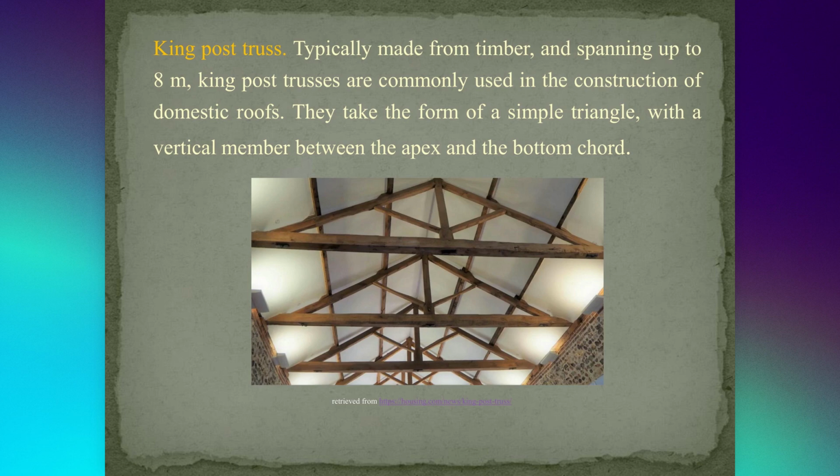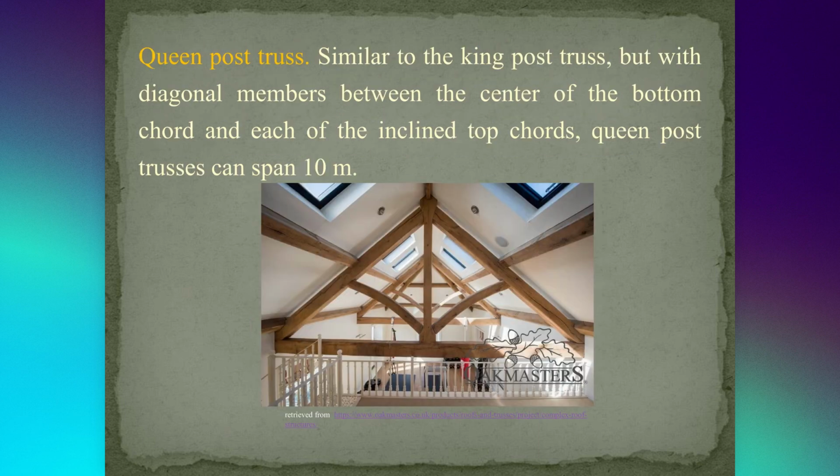King post truss, typically made from timber and spanning up to 8 meters, king post trusses are commonly used in the construction of domestic roofs. They take the form of a simple triangle with a vertical member between the apex and the bottom chord. Queen post truss, similar to the king post truss but with diagonal members between the center of the bottom chord and each of the inclined top chords, queen post trusses can span 10 meters.